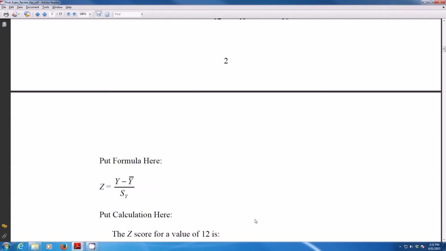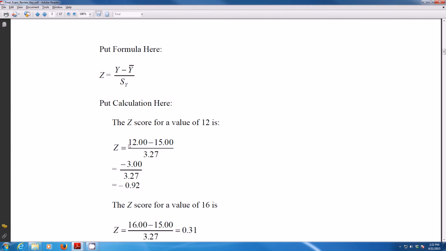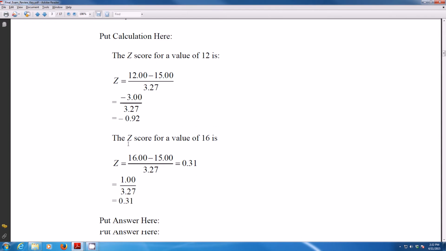So we can start by using our formula. The z-score is equal to the raw score minus the sample mean divided by the sample standard deviation. And we'll start with the value for 12. So 12 minus the mean, 15, divided by the standard deviation, 3.27, gives us a z-score of negative 0.92.